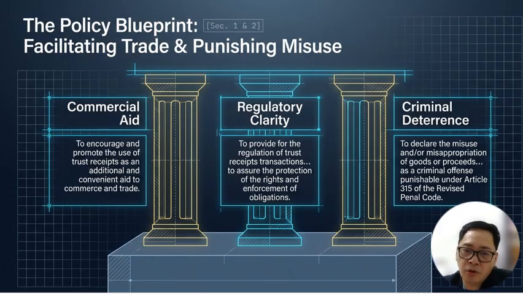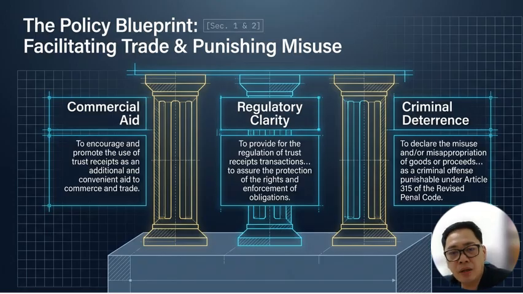Next would be regulation and protection. Prior to PD 115, the Philippines lacked a specific law governing the rights and obligations of the parties in a trust receipt transaction, particularly regarding how to enforce those rights if someone defaulted. This is under Section 2-B. It addresses this by formally regulating the transaction to ensure that the rights of both the entrustor, the financier, and the entrustee, the merchant, are protected and their obligations are enforced.